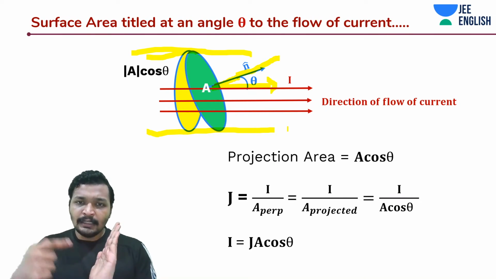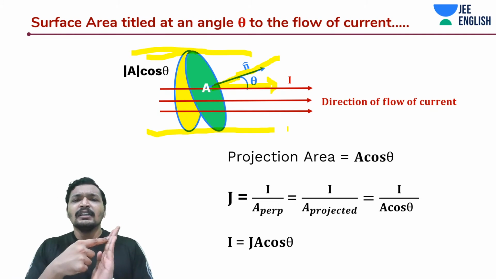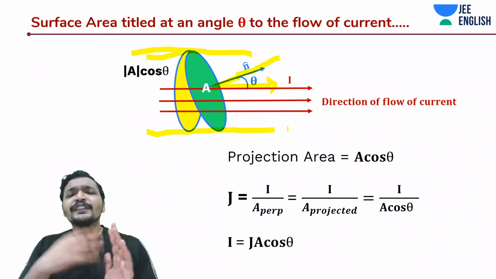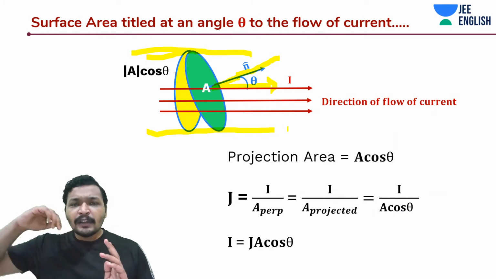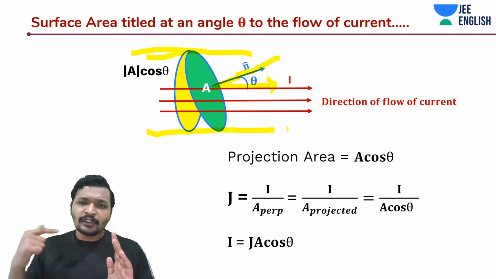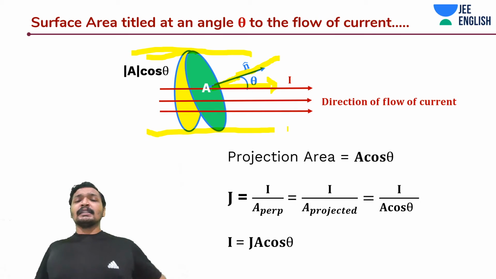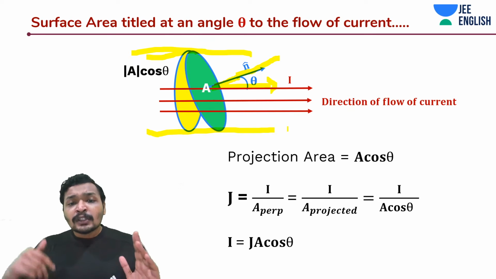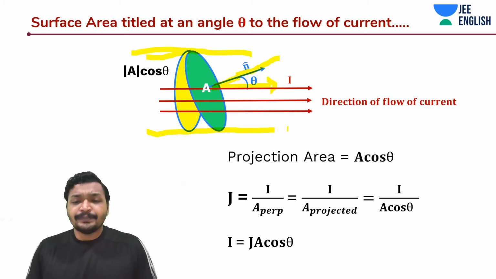If I tilt the area, still current is flowing in this direction. So it's not covering all of that area. It's only covering a part of that area, the projected part, which is along the dot product of J. But in this case, we don't have J. We are calculating current density. So we would take this projected area or the area projection.